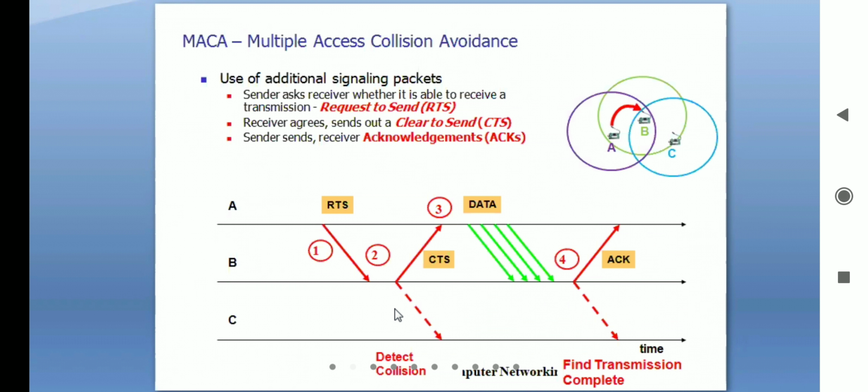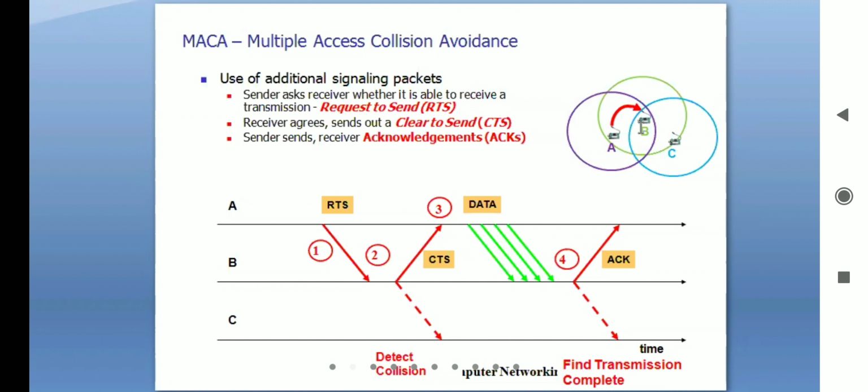The second step: suppose B received the RTS. Now B is ready to accept the data from A. So B will issue a reply packet called CTS, which means I agree to receive your data. This CTS will move to both A and C, because B is common to A and C. So whatever communication is done by B, both A and C receive it.